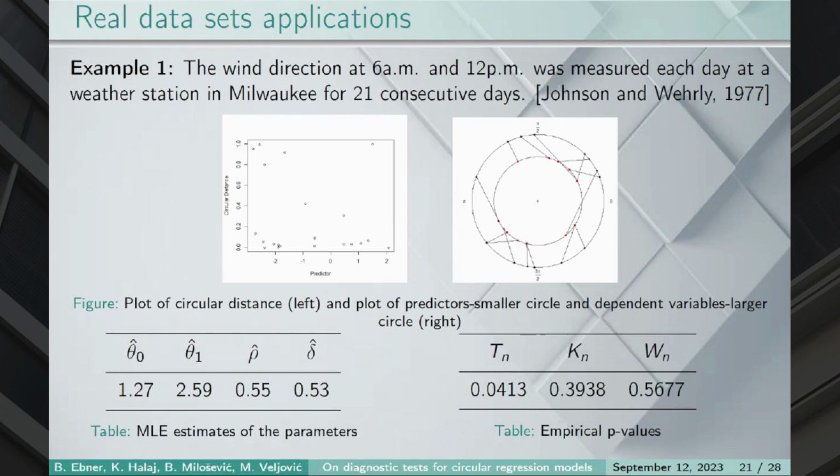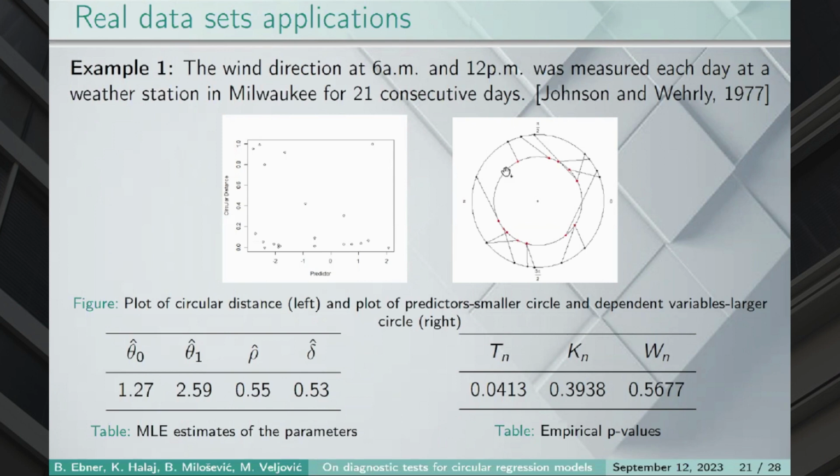Now we will move to real data set examples. The first example is related to wind direction, which was measured twice daily for 21 days. The idea is to predict the wind direction at noon based on values at 6 a.m. From the left figure, we can see that we have 5 outliers, and removing those observations from consideration, we can plot the spoke diagram.